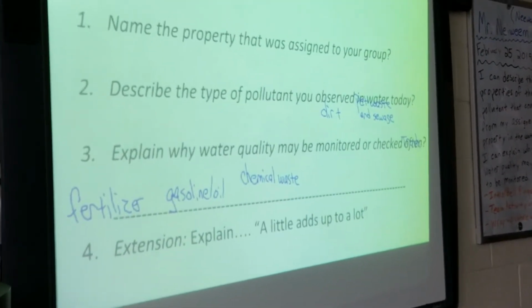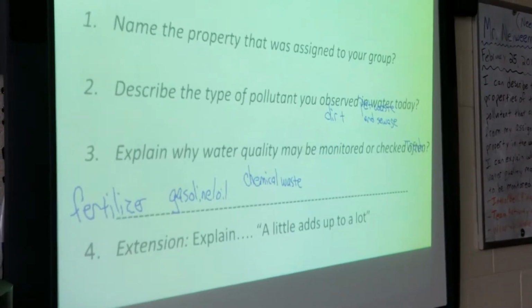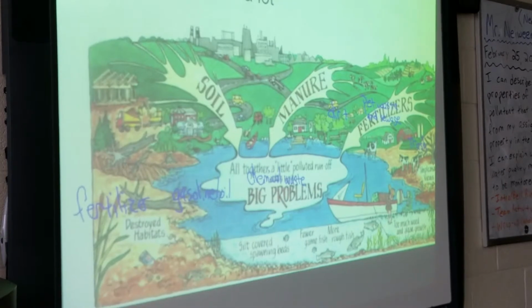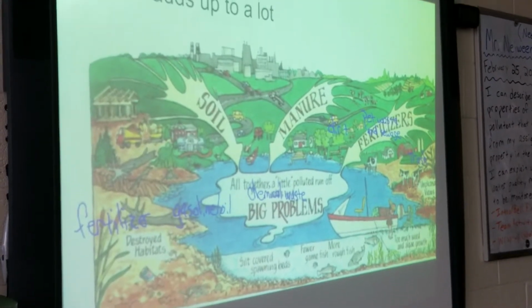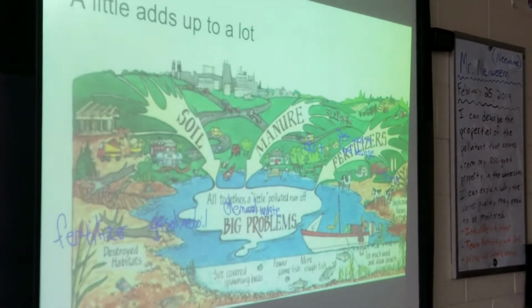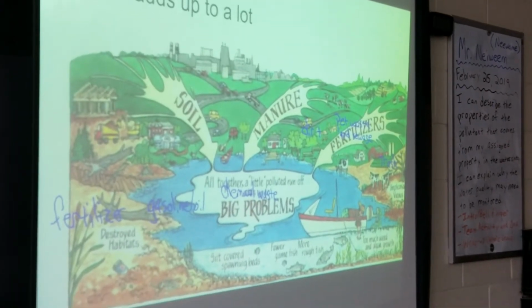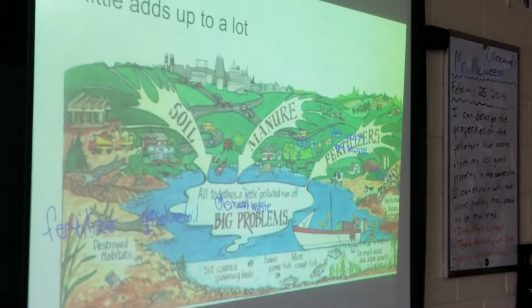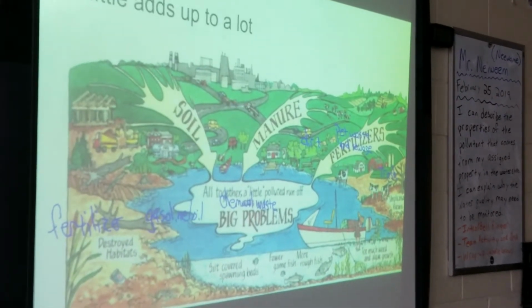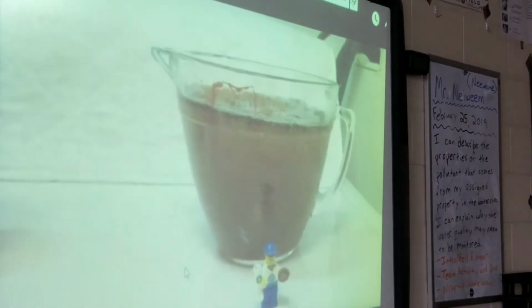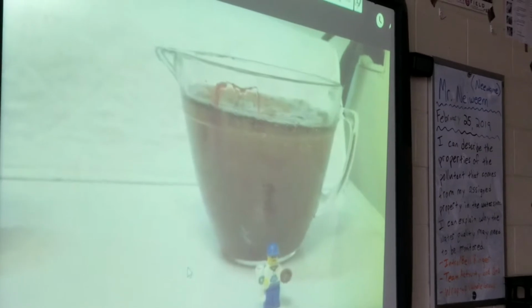And that gets to the extension question. That's where you might be getting onto a check plus. Explain, a little adds up. That is based on this picture right here. You can see a little adds up to a lot. Big problems all together, all the pollution coming together, and that is going to be the same also as the very end of our original vlog on water pollutants. Let's take a look at what Loop Lake looks like at the end. Okay, and so that's what the Loop Lake would actually look like at the end.